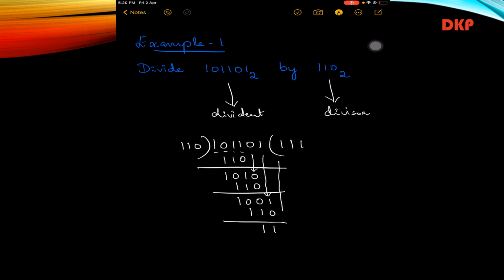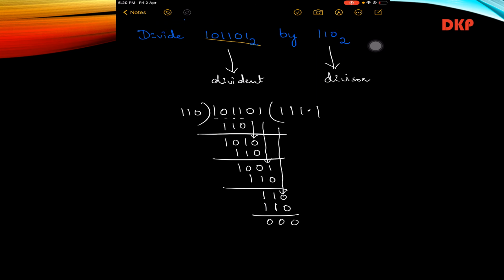Now you have to write the next bit, that is 0, and put a point over here when you write this 0 along with this. One time it is divisible, 110. The remainder is 0. Therefore, you will get 101101 divided by 110 is equal to 111.1. This is the answer.